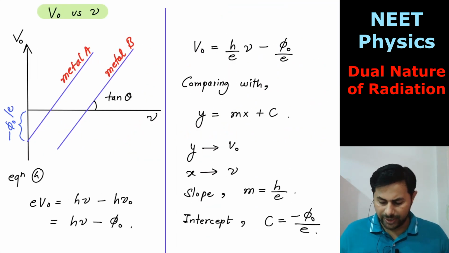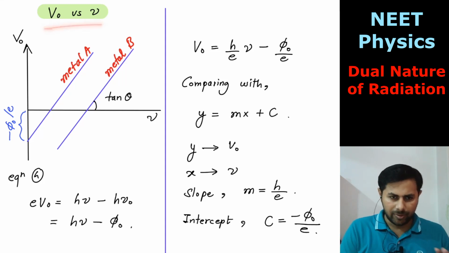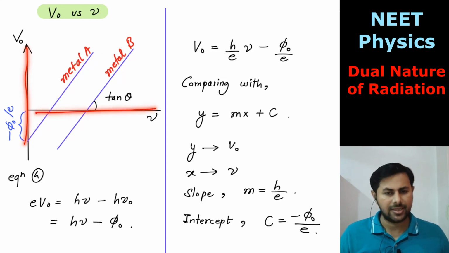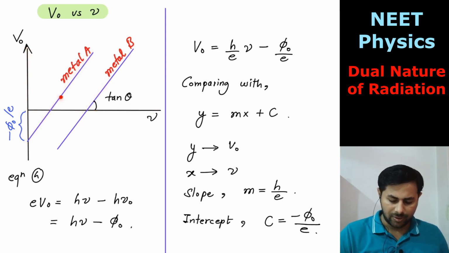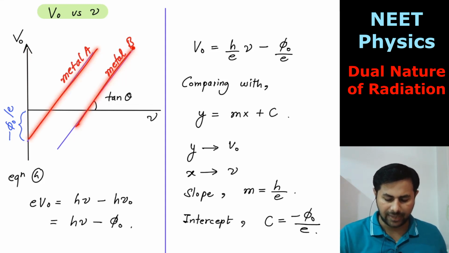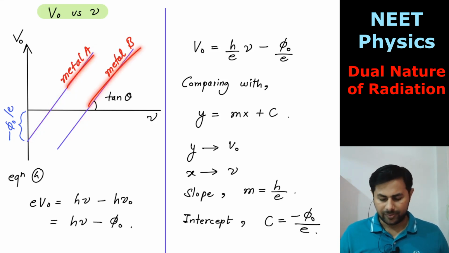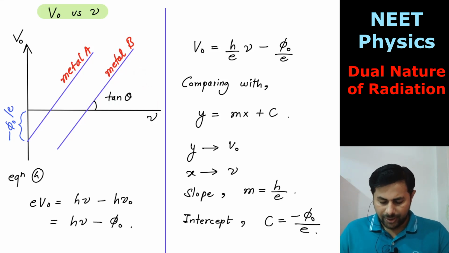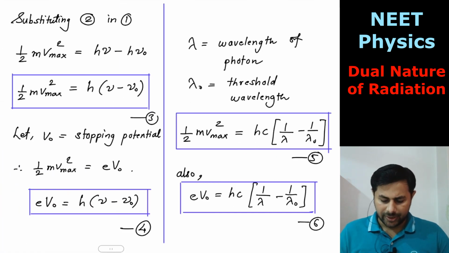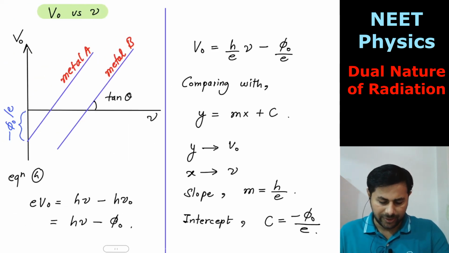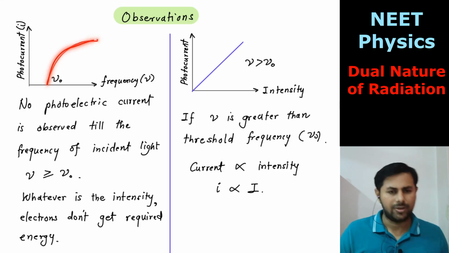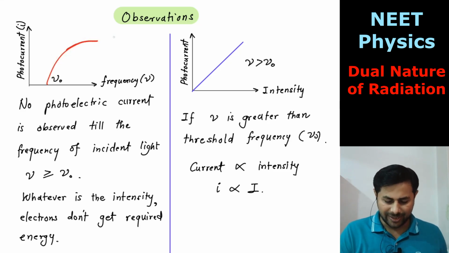All right, next, suppose there is one more graph left. Now see this graph. This is the stopping potential versus frequency graph of two different metals. You can see these are straight lines. This is for metal A, this is for metal B. They are inclined with the horizontal axis at an angle of theta. Now this graph can be explained by using Einstein's equation. Actually, all of the graphs can be explained, so let me explain these graphs using Einstein's photon model.